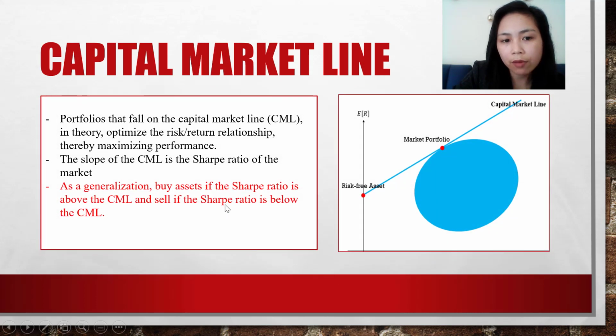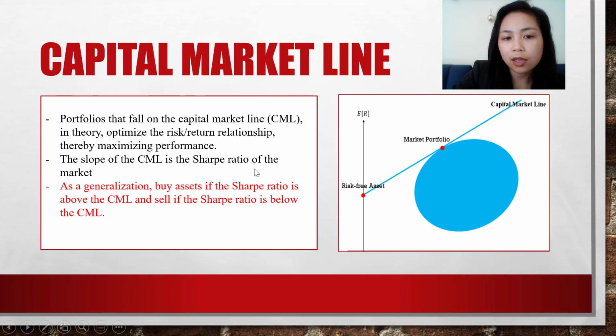Here we have a couple of conclusions. Portfolios that fall on the capital market line, CML, in theory, optimize the risk-return relationship, thereby maximizing performance. So on the exam, if you have a question like which of the following are efficient portfolios, then you have to pick all the portfolios on the capital market line.